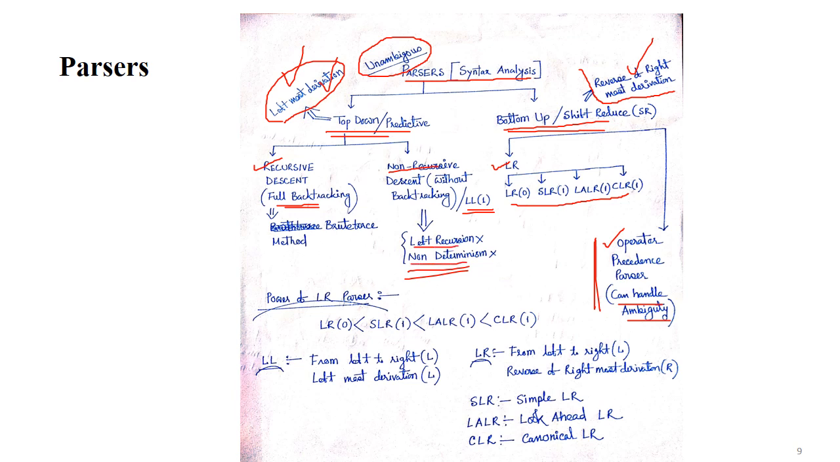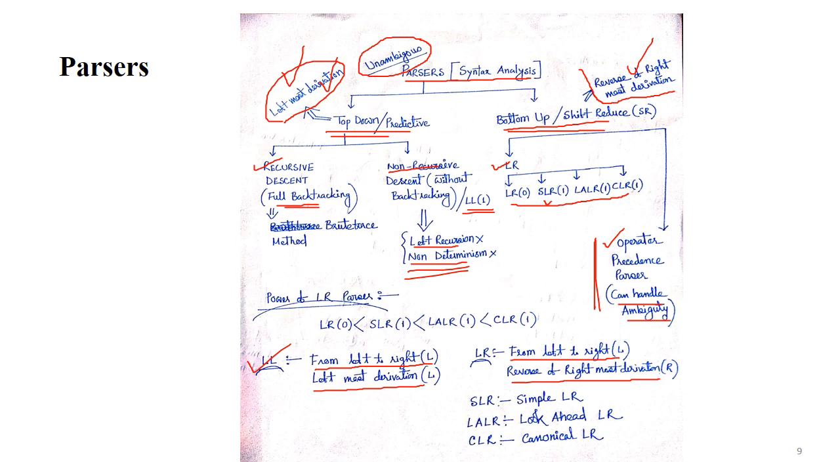Please remember. Now see here, what is LL? LL means the parser will scan from left to right, and it always uses leftmost derivation. And what is LR here? It is in short form. The full form is left to right for the first L, and the second R represents reverse of rightmost derivation.